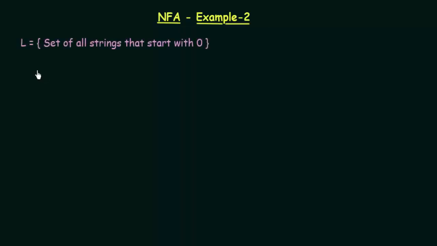Here we have an example. L is a language which is the set of all strings that start with 0. Our task is to design an NFA which accepts the set of all strings that start with 0. If you recall, we have designed the same thing using DFA in our previous lectures. In this lecture we will be trying to design those same examples using NFA. Let's see how we can do this.